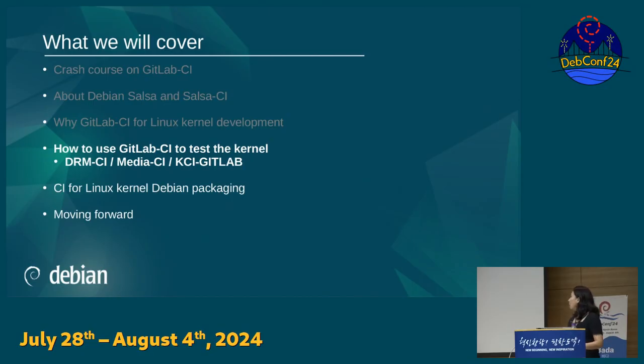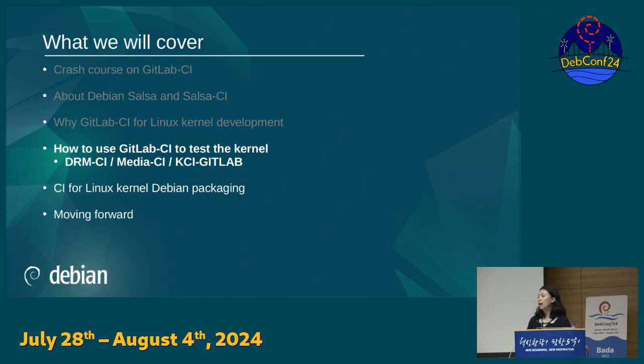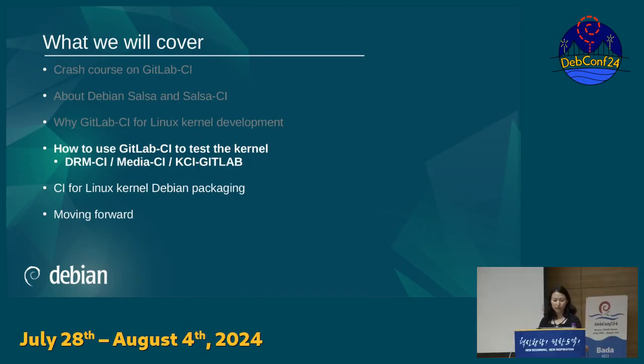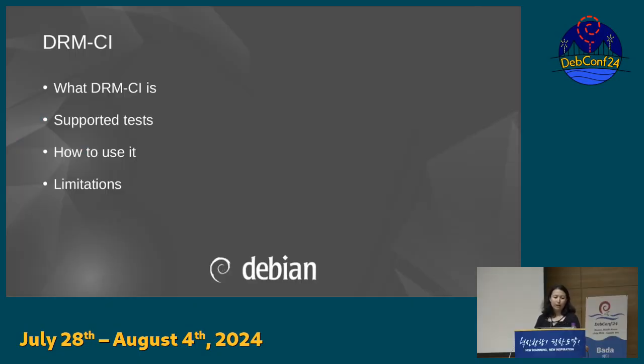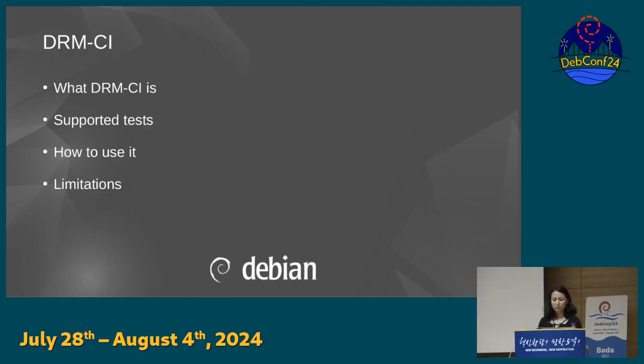So now we have already passed those 3 items. I would like now to show you 3 pipelines that we can use to test the kernel, similar to what you do with a subsystem. You just point to a pipeline that's already there. So we'll cover DRM-CI, Media-CI, and KCI GitLab. So first, DRM-CI. Let's go through it.